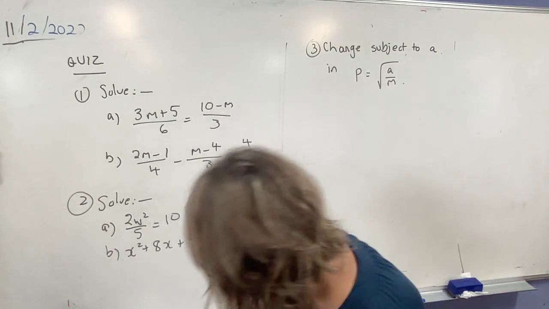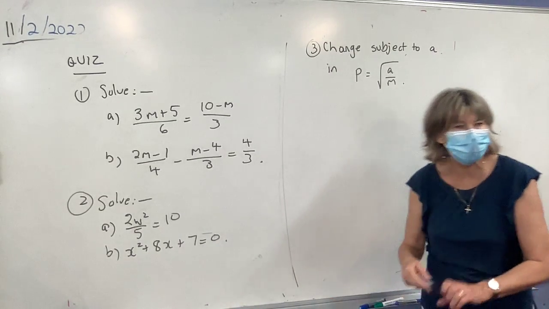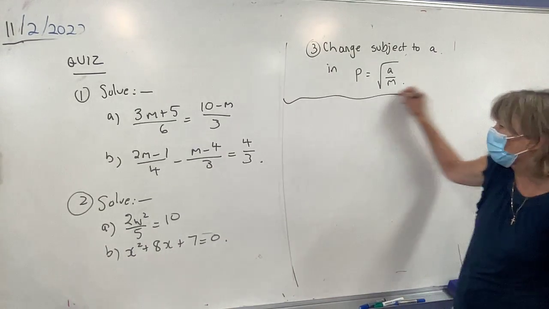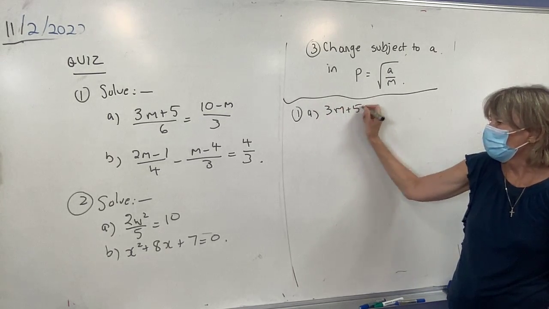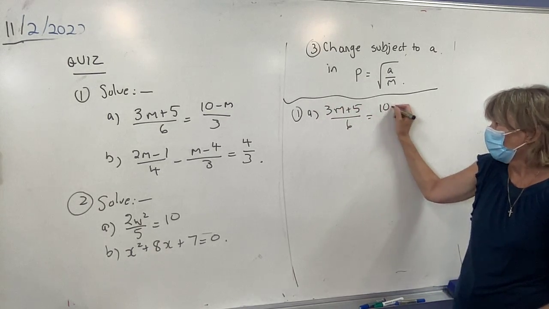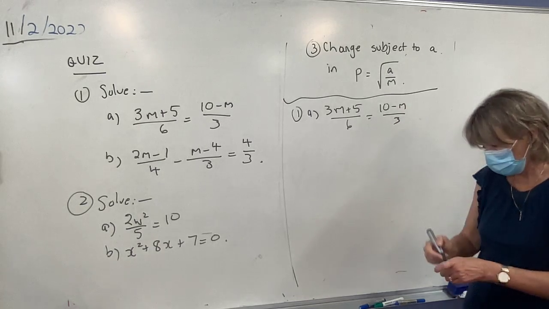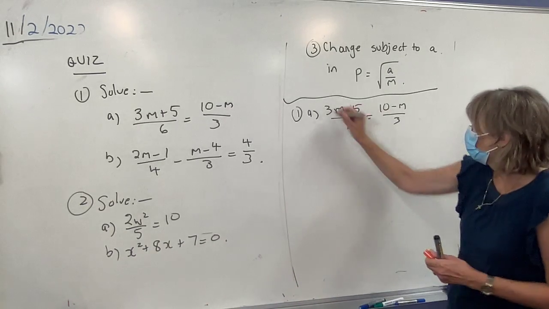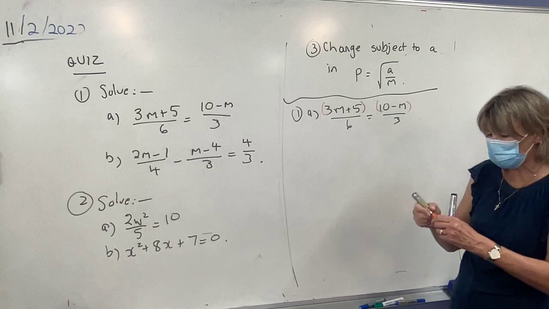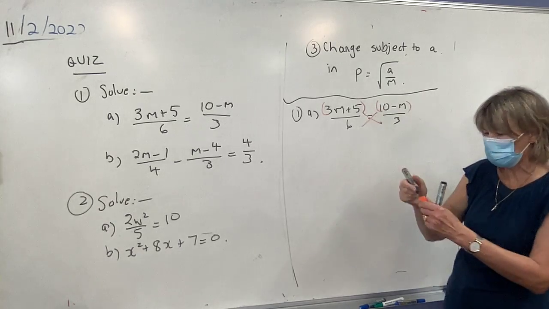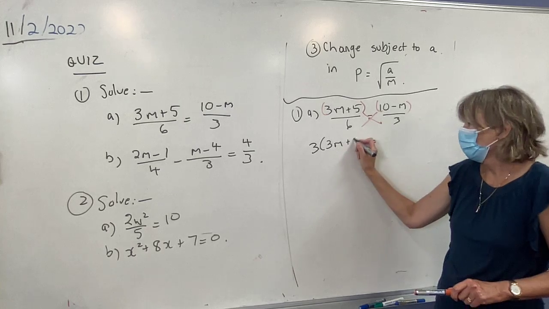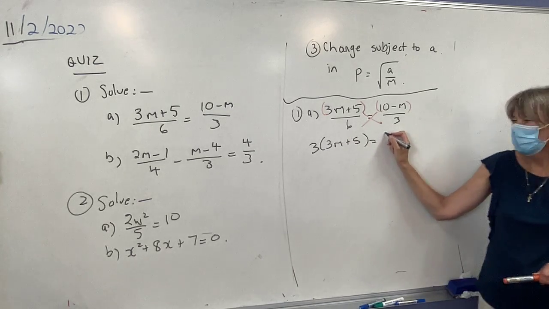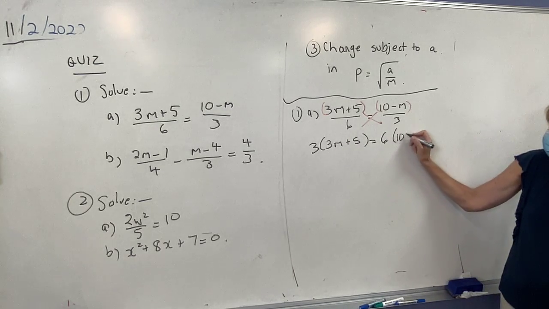Over the quiz 1A. Who wants to start me off here? Nixon, let's go. Can you cross multiply? Okay. So then I got 3, then bracket 3 plus 5 bracket. I'll just put those in brackets before we get going on the cross multiplying. Keep going. And then it was equals and then 6 bracket 10 minus m bracket. Yep, keep going.